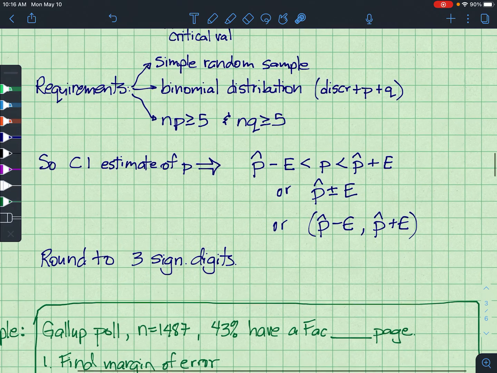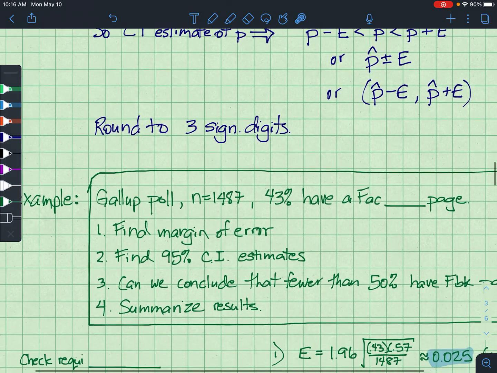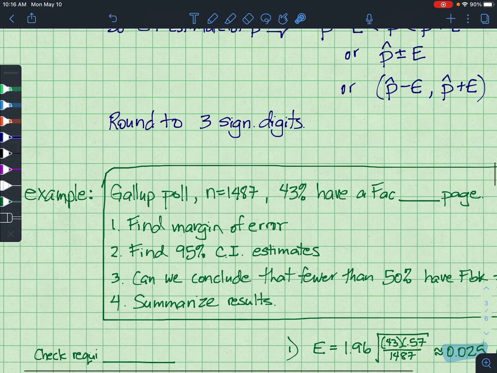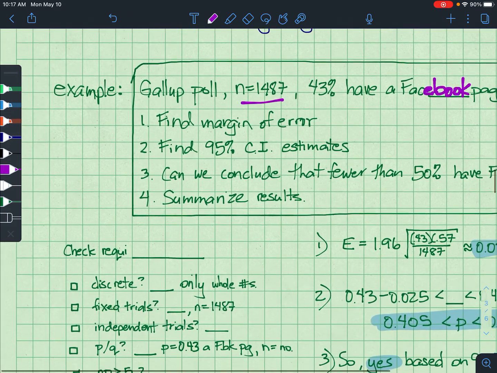All right, and here's what we've been waiting for, people. The big example. Find the margin of error, find the confidence interval estimates, and then can we conclude that fewer than 50% have Facebook pages? Summarize your results. So this is about Facebook pages, and Gallup interviewed 1,487 people, and found that 43% have.